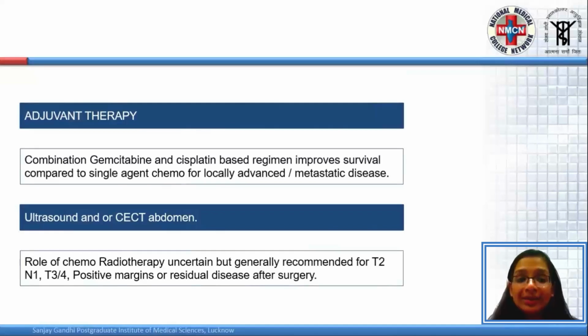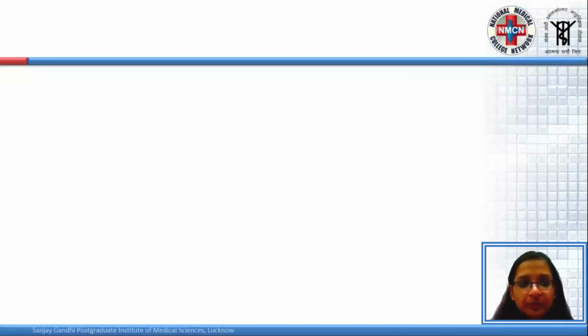Coming to the adjuvant therapy. Adjuvant therapy includes chemotherapy, which is usually a gemcitabine and cisplatin based combination regimen, which improves survival compared to single agent chemo for locally advanced and metastatic disease. And the role of chemoradiotherapy is uncertain but generally recommended for T2N1 or T3, T4 disease with positive margin or residual disease during surgery.